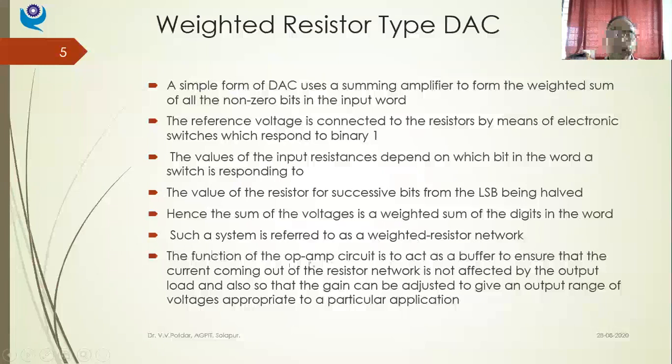The function of the op-amp circuit is to act as a buffer to ensure that the current coming out of the resistor network is not affected by the output load, and also so that the gain can be adjusted to give an output range of voltages appropriate to a particular application. So I have a further advantage of adjusting the gain of the op-amp also. As I said, for calibrating, I know the digital number, and I know the corresponding value which I want to generate as analog voltage. Based on this, I will be adjusting the gain, selecting the reference voltage, and selecting the resistances as well.